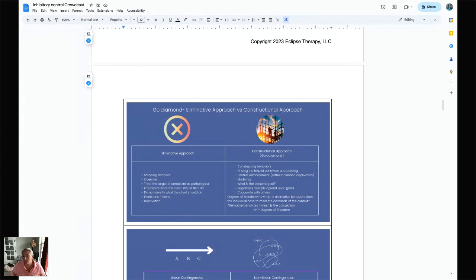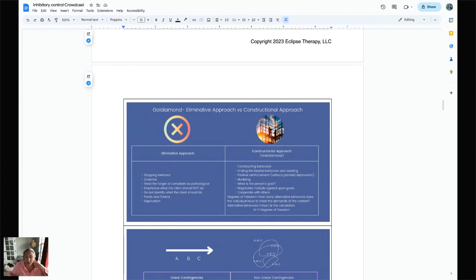So we want to flip the script to this more constructional approach, where we're constructing the behaviors that we want to see. So we don't want to see this impulsivity. Instead of thinking we're going to get rid of this, we're going to think, what if this didn't exist? What would we see this individual doing? What would this child be doing if this behavior wasn't present? So what can we build? Finding those helpful behaviors to build.